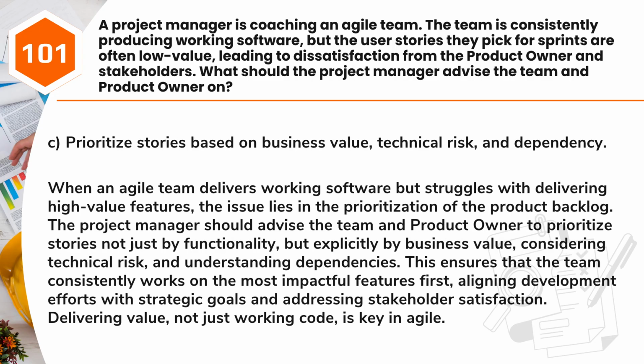Answer: C. Prioritize stories based on business value, technical risk, and dependency. When an Agile team delivers working software but struggles with delivering high-value features, the issue lies in the prioritization of the product backlog. The project manager should advise the team and product owner to prioritize stories not just by functionality, but explicitly by business value, considering technical risk, and understanding dependencies. This ensures that the team consistently works on the most impactful features first, aligning development efforts with strategic goals and addressing stakeholder satisfaction. Delivering value, not just working code, is key in Agile.